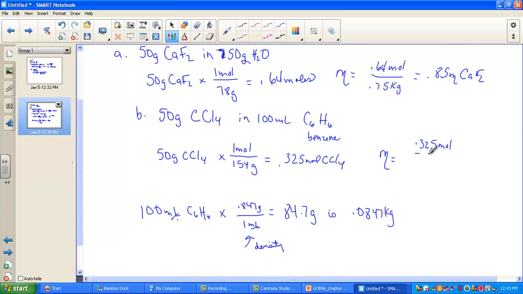So solving now for molality of our solution, 0.325 moles of solute per kilogram of solvent, 0.325 divided by 0.0847, and I get 3.84 molal units.